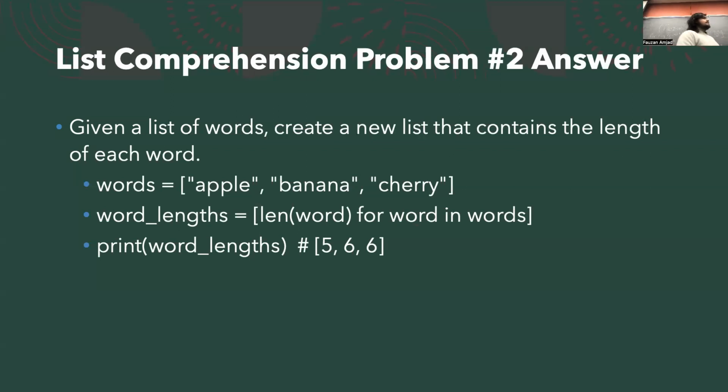And then what we're adding to the list is not the word itself. What we're adding to the list is the length of that word. So 1, 2, 3, 4, 5. That's the length of apple. And so that will be added to the list. 6 would be for banana, and 6 would be for cherry, and it will add that to the list. Okay.